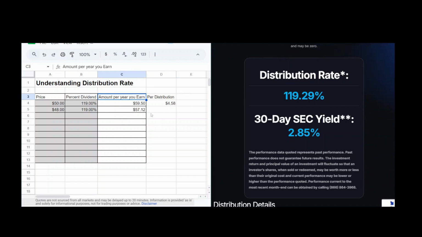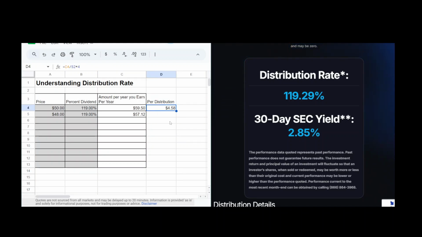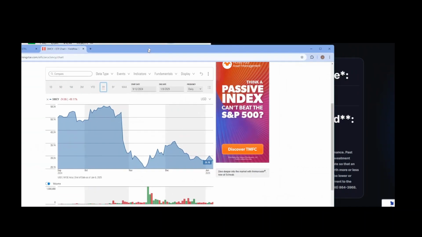And this one here, even though it is the amount you would earn, it is per year. So now we have the distribution. This is each individual distribution. And this one over next to it, the column next to it here, is the per year. So we can take that number and we can drag that down. Okay, so let's go back to our chart here and let's get some more numbers.